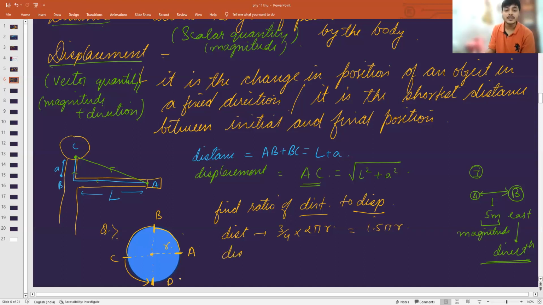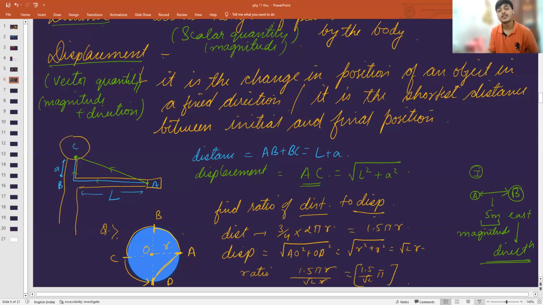Right. And what is the displacement? Displacement is the straight line between initial and final point. So this will be the displacement. If I mark this point O, I can find displacement as under root of AO square plus OD square. So that will be under root of R square plus R square, that will be root 2 times R. So the ratio of distance to displacement is 1.5 pi R divided by root 2 R. So it will be 1.5 by root 2 into pi. This is the answer. Did you get the same thing?